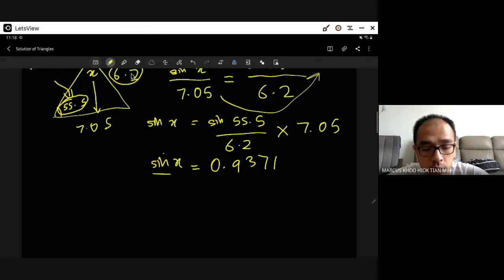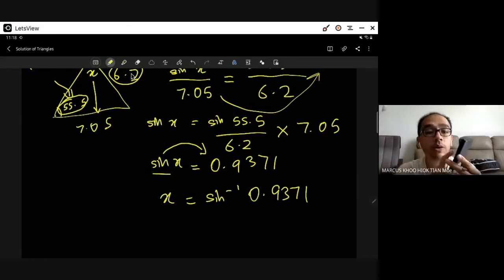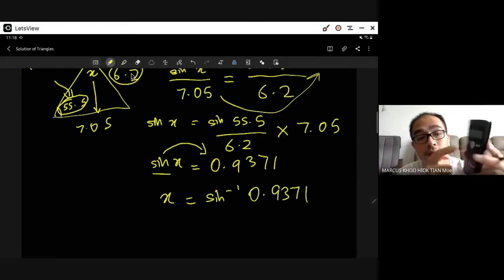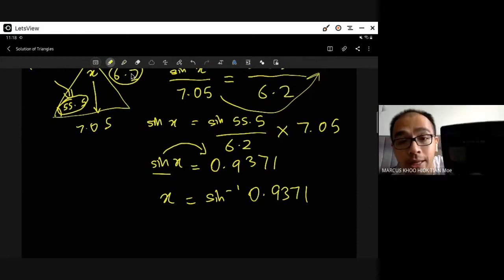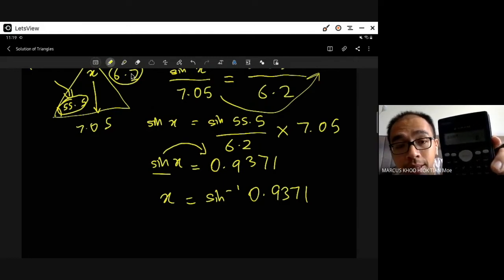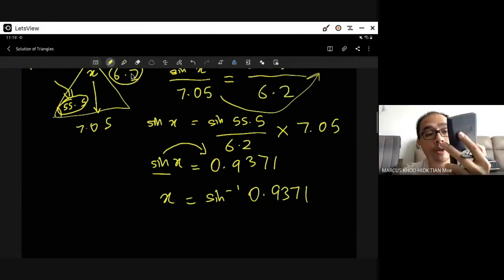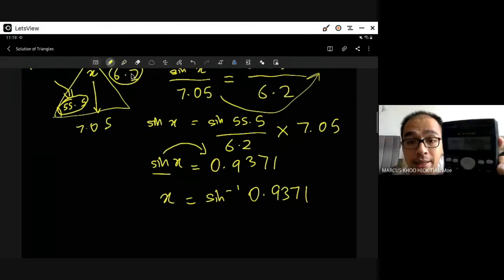So I have to move the sine X across, and this will become shift sine 0.9371. How do you do shift sine? You press shift, then press sine, then you get this sign over here, which is sine -1. Then you press 0.9371 like that, exactly like how I'm writing.